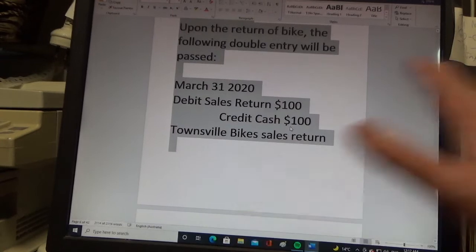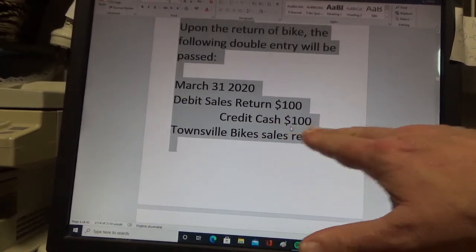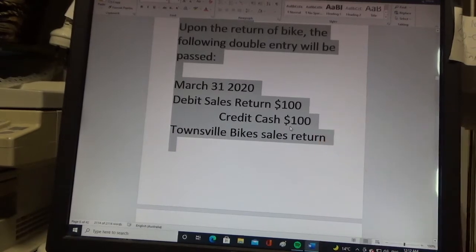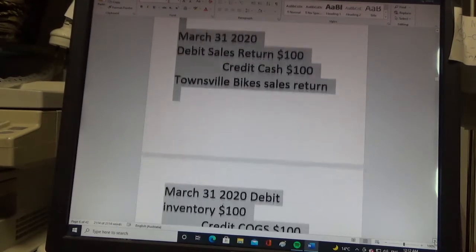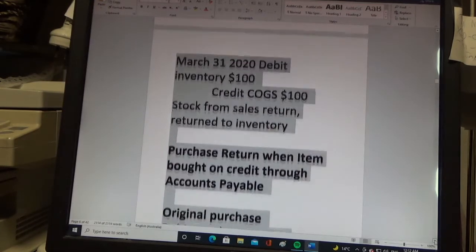Because you're paying back money to Townsville Bikes, you've got to reduce your cash, your current asset, your bank in your current assets, so it's outgoing cash. Debit sales return. With inventory, the bike goes back to Gamma, so inventory increases, debit, and you credit COGS, $100, which is the corresponding credit.